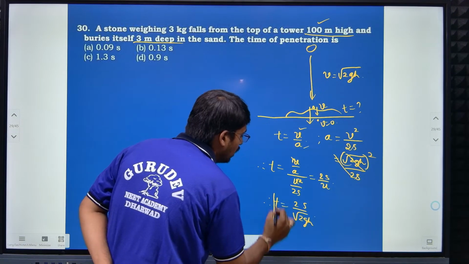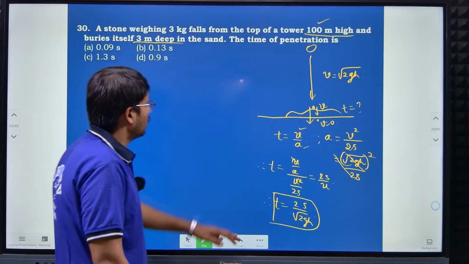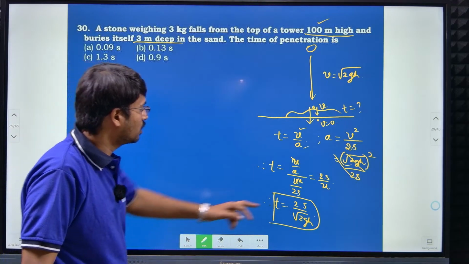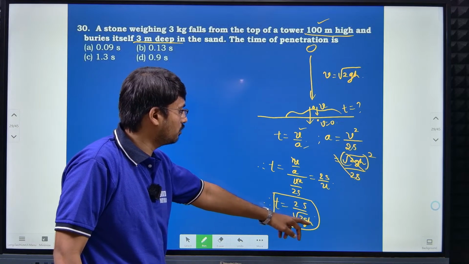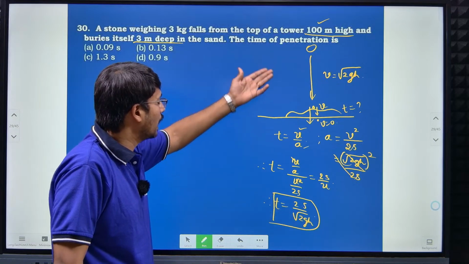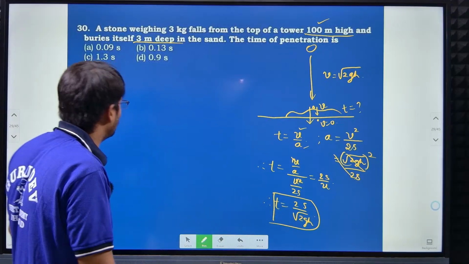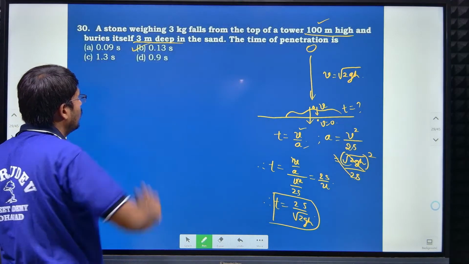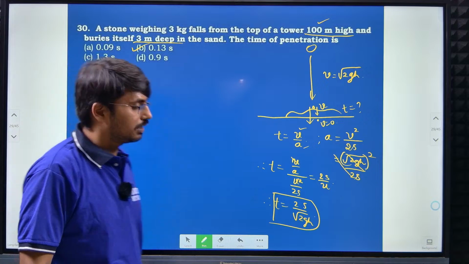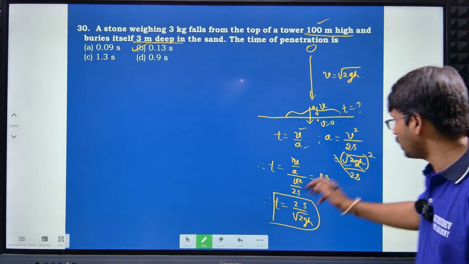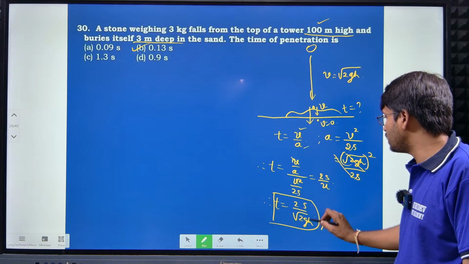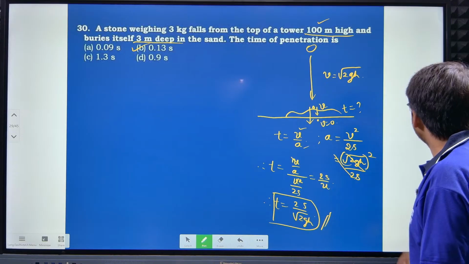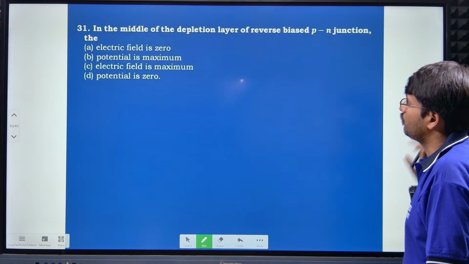Substitute all the values in this and we'll get the right answer. What is the value of s here? The value of s is 3, g is 10, and h is 100 meter. If you substitute that, we'll get the answer as option B, that is 0.13 second. I'm leaving the substitution part for you. Substitute s, g, h, and you'll get the value of the time.